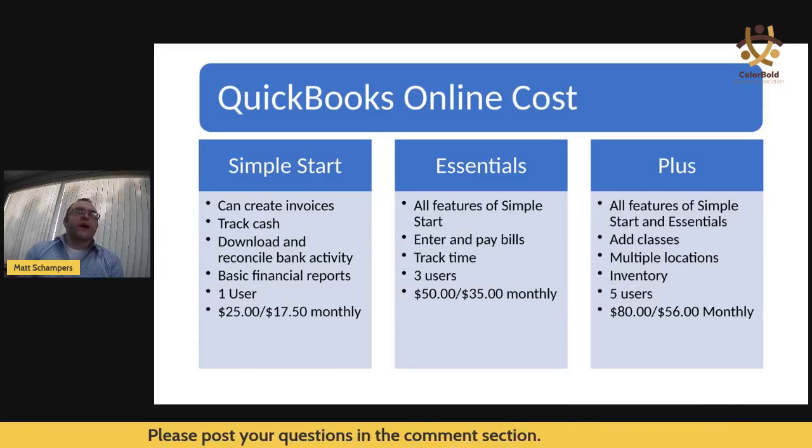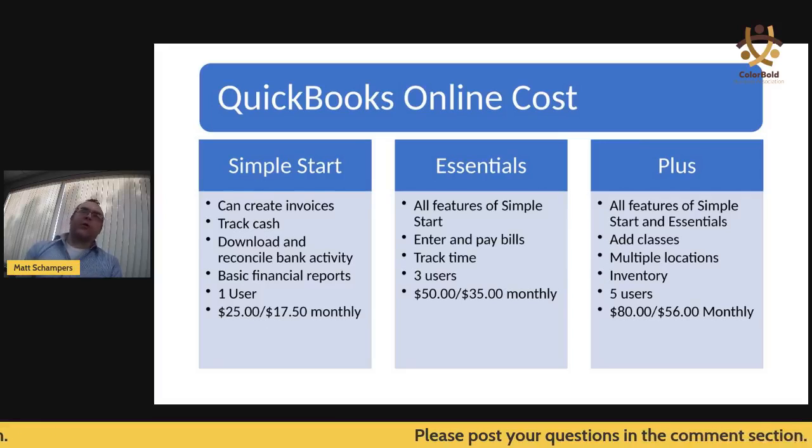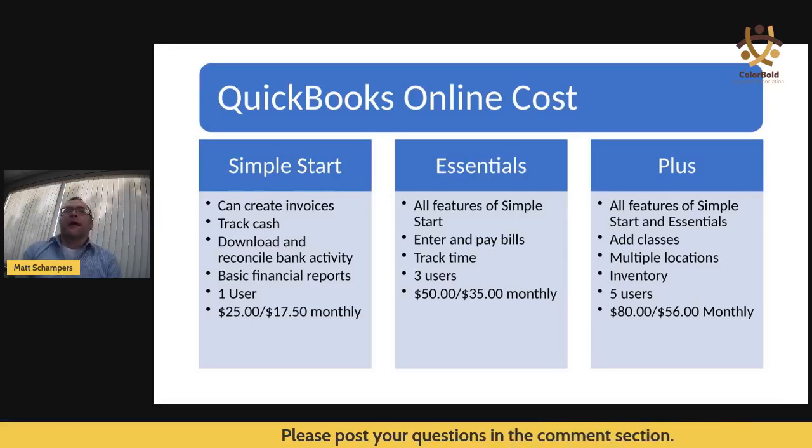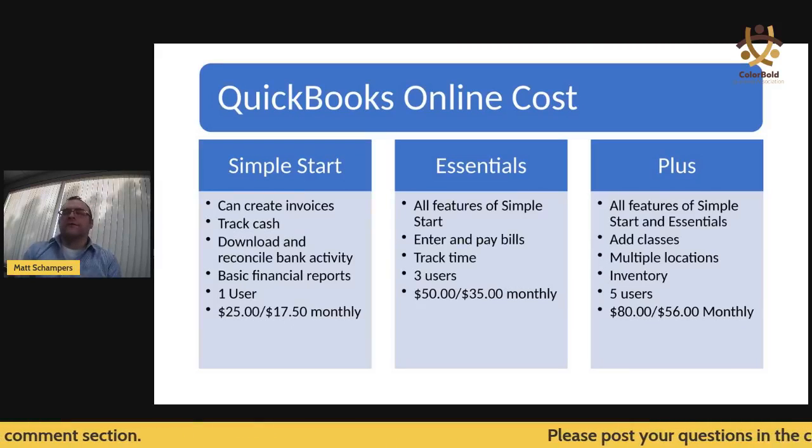Also in Essentials, you can track time. So you or your team, if you are having people punch in and out, or if you just want to track your own time working on a job, or if you bill by the hour, you can track your time. And it allows up to 3 users plus an accountant for Essentials. That's $50 a month, $35 a month if you're going through an accountant.